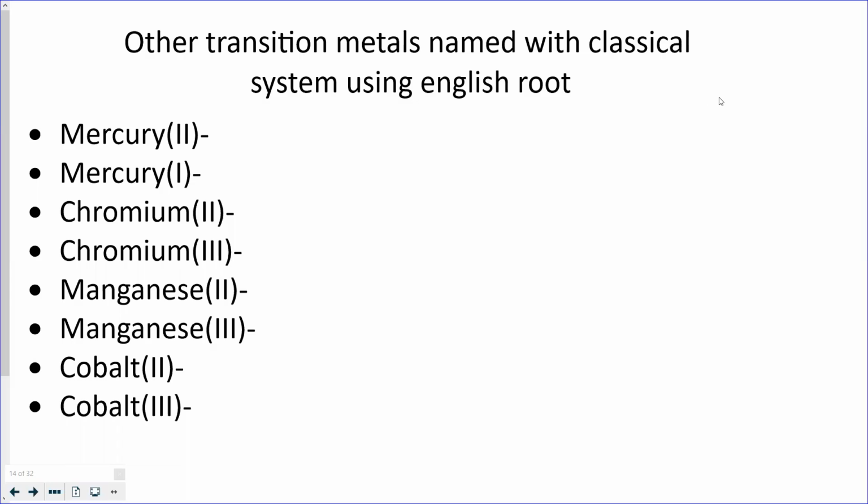And like I said, we can do this with the other transition metals, but we do not have to. So like mercury can be a +1 or a +2, but these use the English root instead of the Latin root. So there would be a mercurous and a mercuric. But you do not have to memorize the charges of the other transition metals.